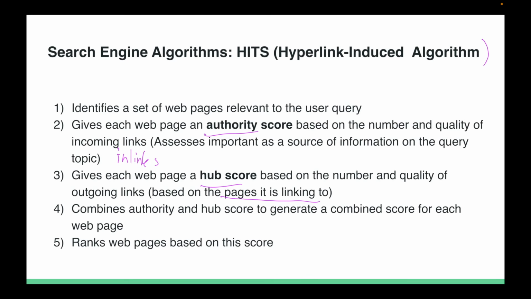With quality being judged on that particular website that's linking into the website being ranked, and the websites that the outgoing links from the website being ranked point to, and the quality of those websites. And we're going to combine both these scores to generate a combined score, and then rank web pages based on this score. So the main difference is that we're taking outgoing links into consideration with the HITS algorithm.